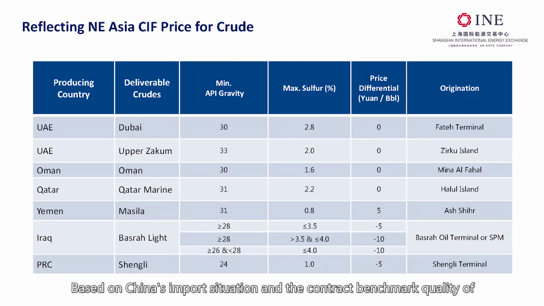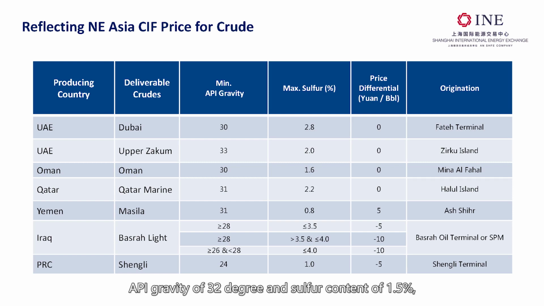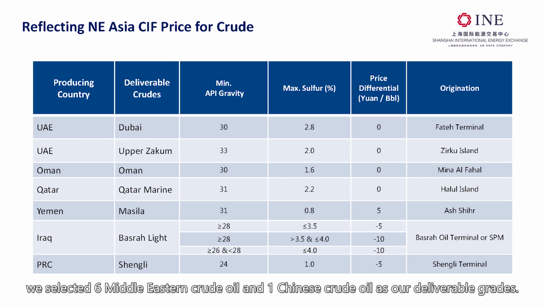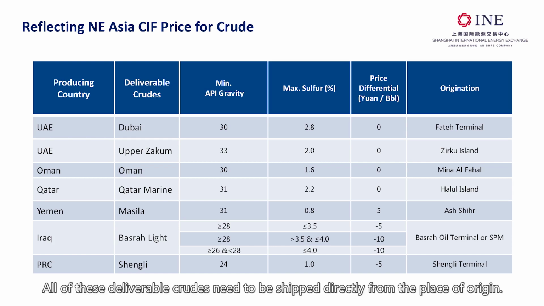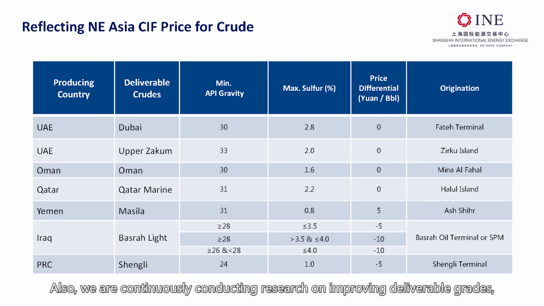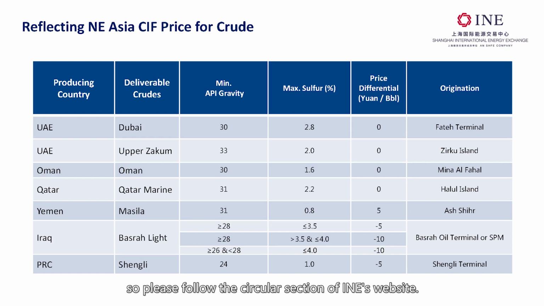Based on China's import situation and a contract benchmark quality of API gravity of 32 degrees and a sulfur content of 1.5%, we selected 6 Middle Eastern crude oils and 1 Chinese crude oil as our deliverable grades. They are Dubai, Upper Zakum, Oman, Qatar Marine, Masila, Basrah Light, and China's Shengli crude oil. All of these deliverable crudes need to be shipped directly from the place of origin. Also, we are continuously conducting research on improving deliverable grades, so please follow the circular section of INE's website.